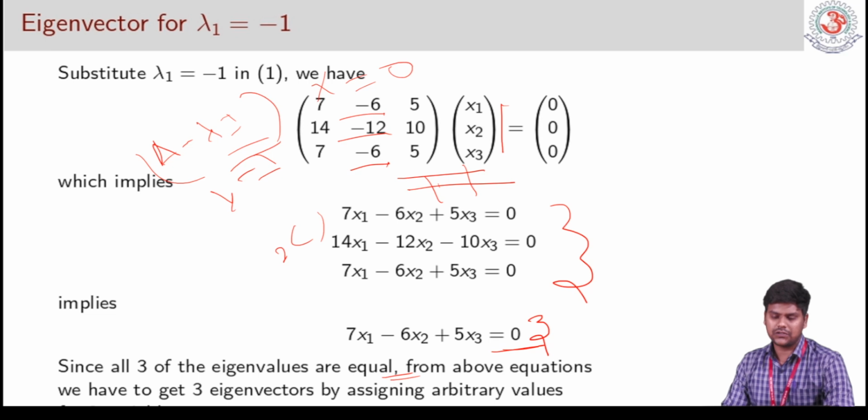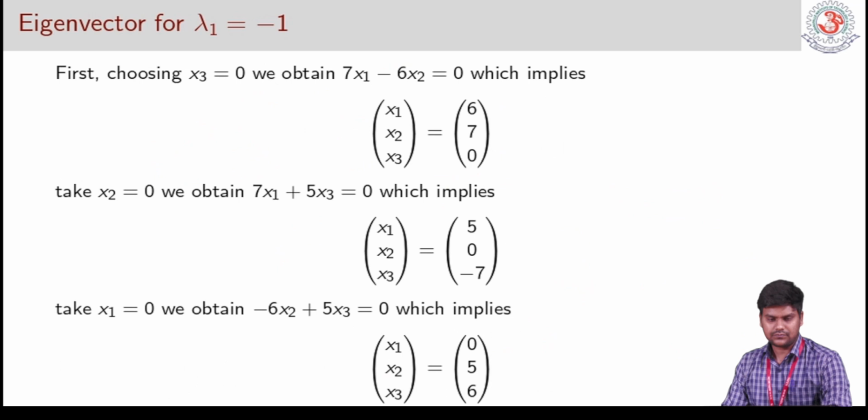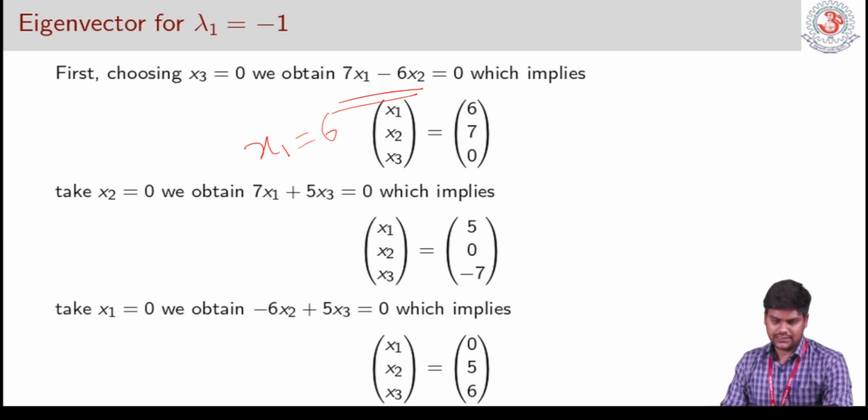For that we are going to assume that all three values of x are arbitrary. So first I am going to choose x3 equal to 0. After that I will choose x2 equal to 0. After that I will choose x1 equal to 0. So by assuming first x3 equal to 0, we will get this equation 7x1 minus 6x2 equal to 0. So if I take x1 equal to 6 and x2 equal to 7, I'll get this equation equal to 0. So we got the values of x1, x2. So x1 equal to 6, x2 equal to 7 and x3 equal to 0.